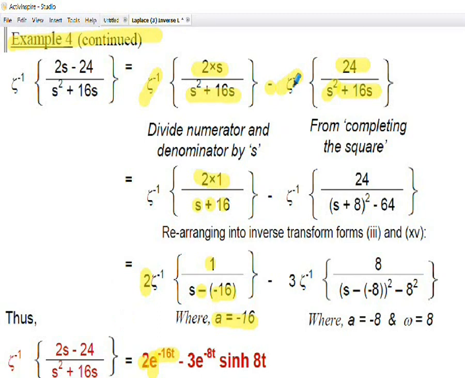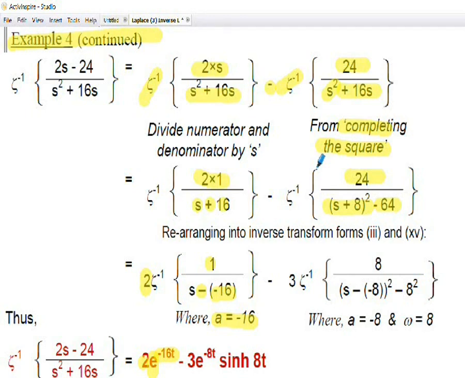If I return to the second partial fraction, for the denominator here, I'm going to use completing the square as shown in example 3. I'm not going to go through this in detail here, but that will give us 24 upon the s plus 8 squared minus 64. Okay. Now, that's not in the format I want. I need s minus a all squared minus omega squared.